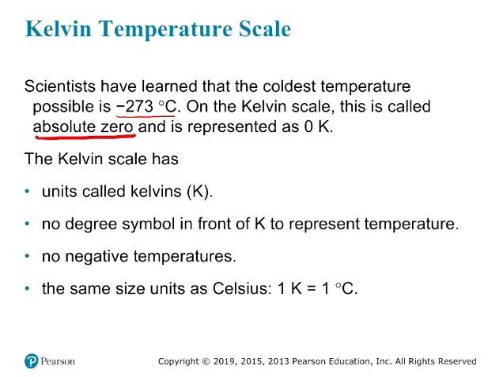And we actually don't put a degree symbol in front of K to represent temperature. So for instance, we would say degrees Fahrenheit, degrees Celsius, but for Kelvin, we just say Kelvin. And again, this is a positive scale, so there are no negative temperatures. And what's really handy is that the unit size for Kelvin is the same as Celsius. So 1 Kelvin is equal to 1 degree Celsius.